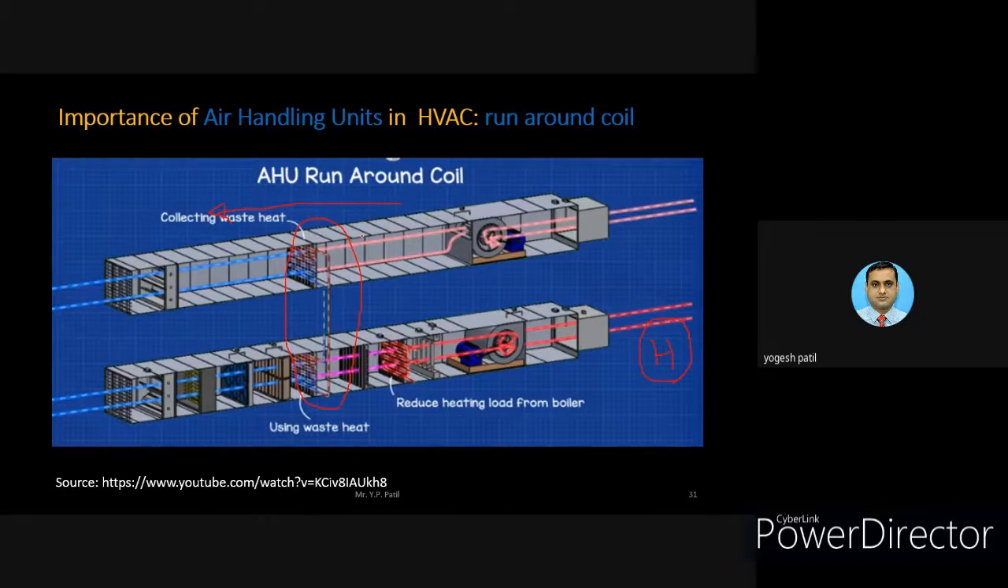When cool air is required, at that time the cooling property of the return air can be used in the run around coil to provide cool air to the room, so that the dependency on the chiller will be reduced. Actually, for these coils the input is coming from the boiler as well as from the chiller, so their dependency will be reduced with the help of this run around coil.